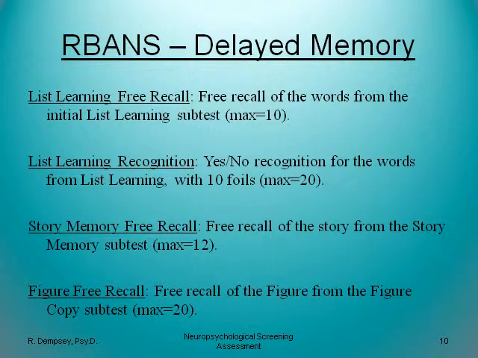So the RBANS has 4 different areas that look at delayed memory. The first, as I said, was the free recall list learning. It looks at the 10 words, and then of course the recognition is yes, no to 20 different words, 10 of which were target words and 10 were other words. The story recall, we're looking for them to get as much of that as they can. 100% for a volunteer, thank you.